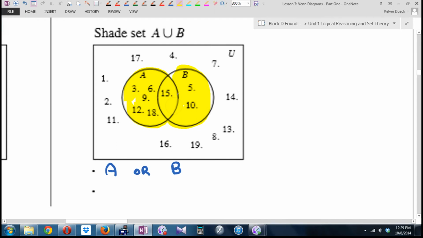What's n of A or B? 1, 2, 3, 4, 5, 6, 7.